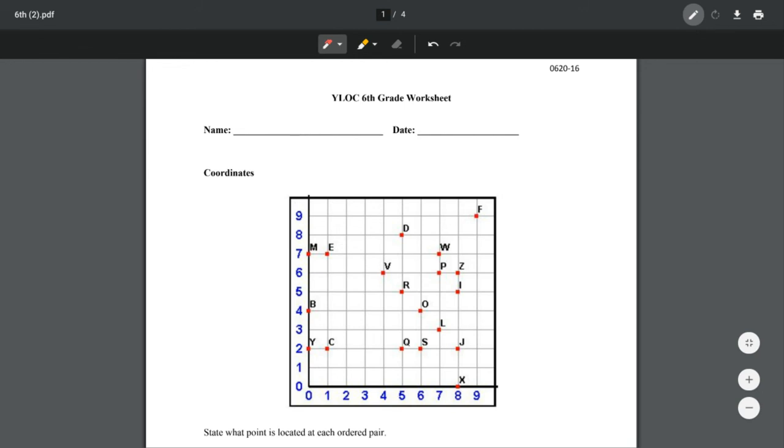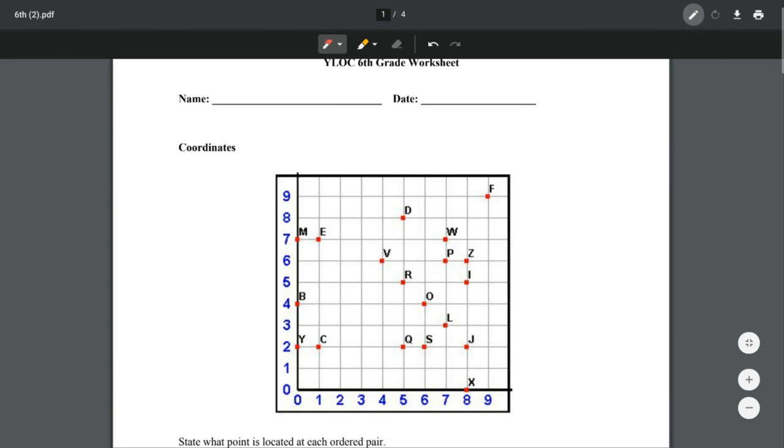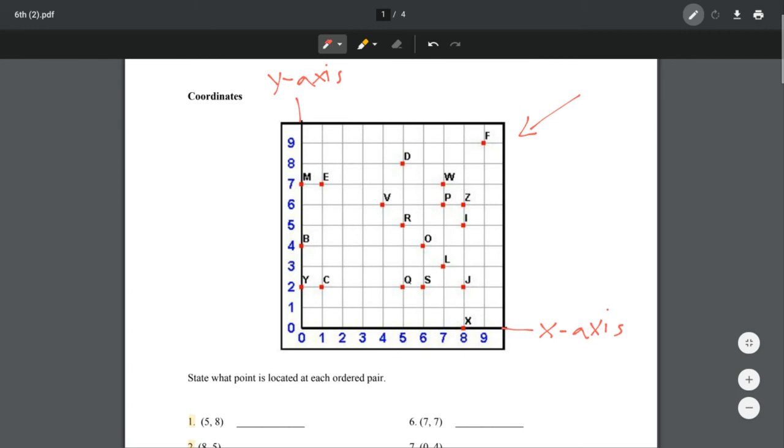Hey guys, this is lesson 16 and let's go ahead and get started with some coordinates. So here we see a coordinate plane, and we know that this is our x-axis and this is our y-axis. And here we see some points. We are asked to state what point is located at each ordered pair.